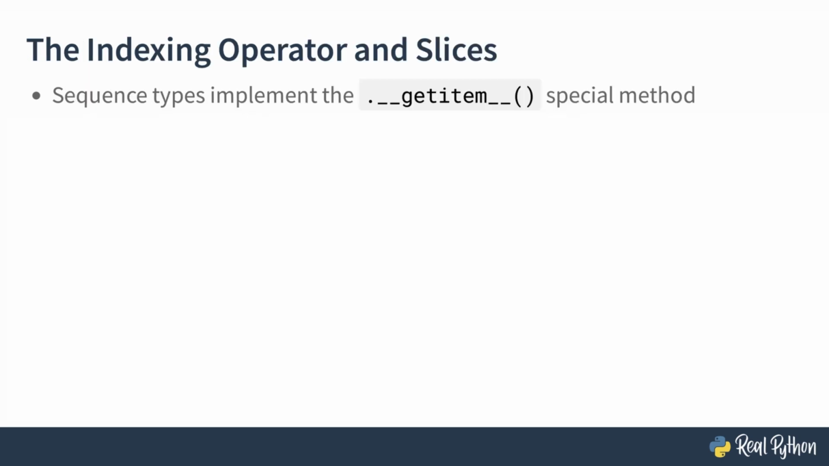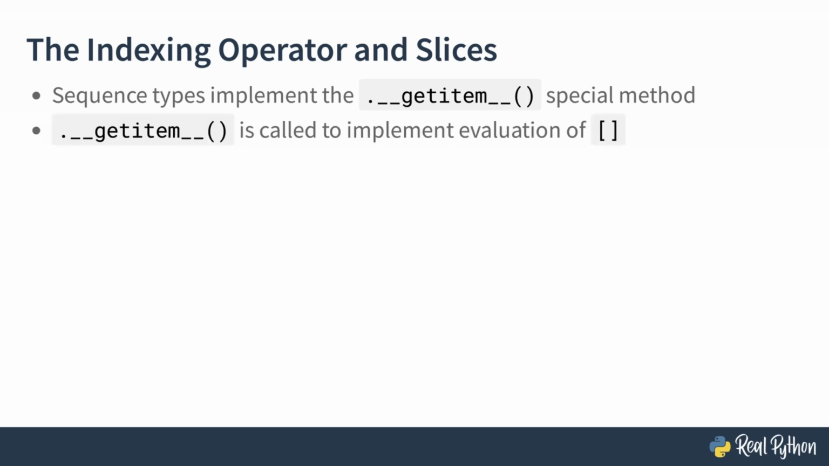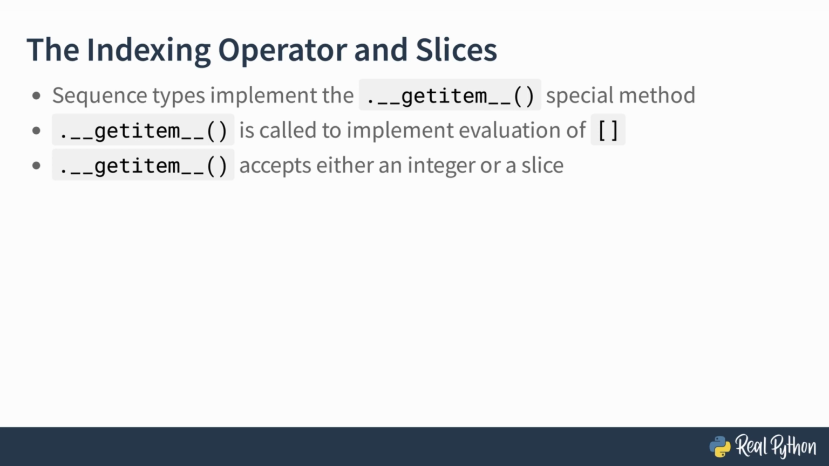Sequence types implement the __getitem__ magic method, commonly used to access items given an index or a key. Remember that sequences refer to an ordered collection of elements. __getitem__ is the recommended way to access those elements by index or key. Magic methods are not usually called directly. In the case of the __getitem__ method, the square bracket operator is usually used. __getitem__ accepts either an integer or a slice.